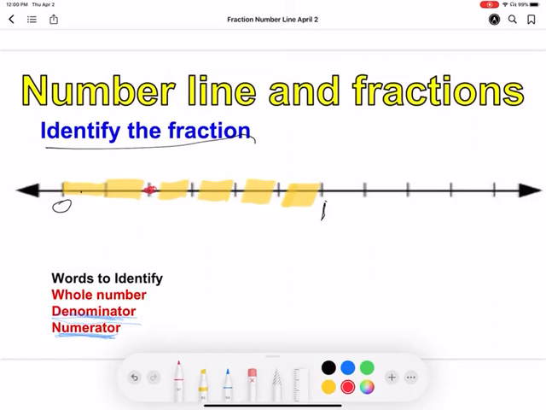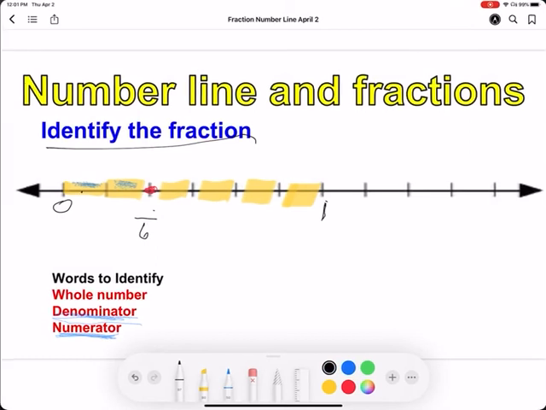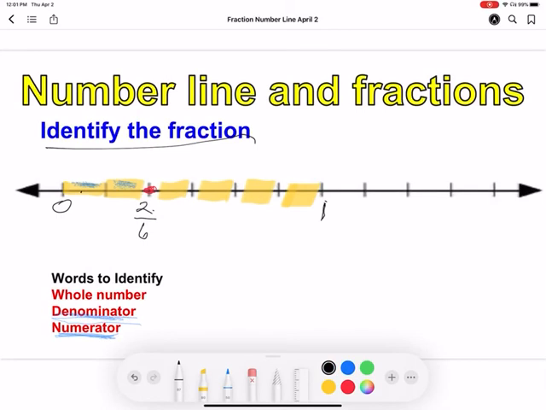What is my denominator? Did you say 6? I hope so, because I did not count all the way through. So this is a question of, were you paying attention? Now I'm going to look for my numerator. I'm just counting pieces up to the point. There's 1 right there. There's 2 right there. There's my numerator. So how many did you get? You should have said 2. 2/6. Very good. Okay.